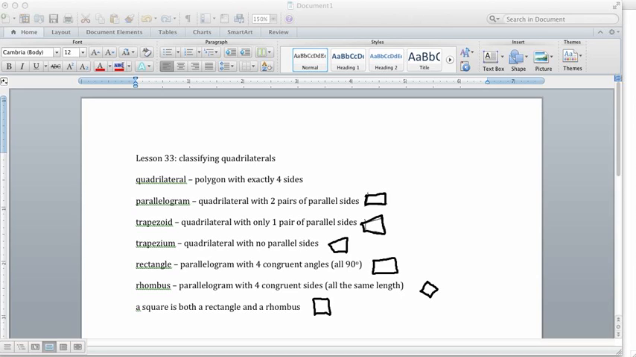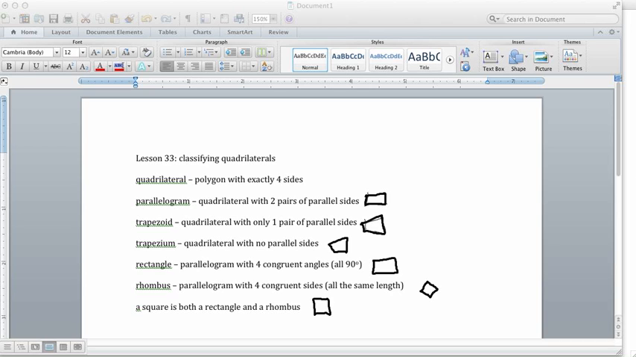We know that a polygon is any closed shape with straight lines. Okay, a parallelogram is a quadrilateral that has 2 pairs of parallel sides. For example, a rectangle like I drew here, or a square.